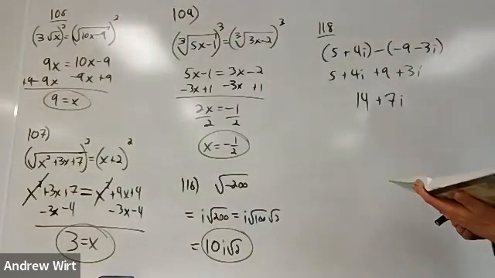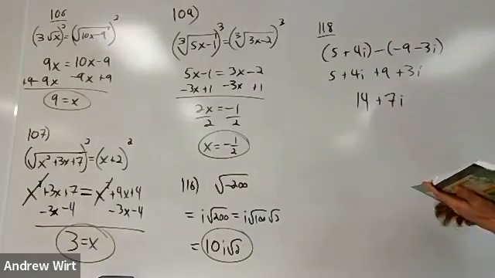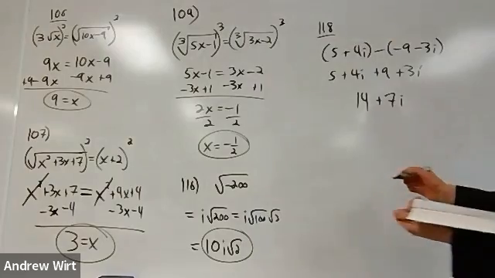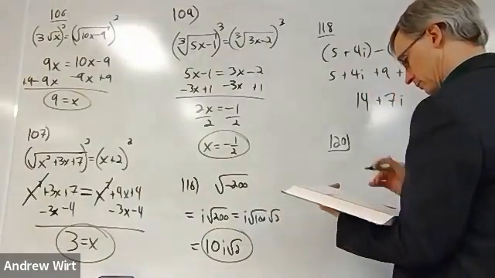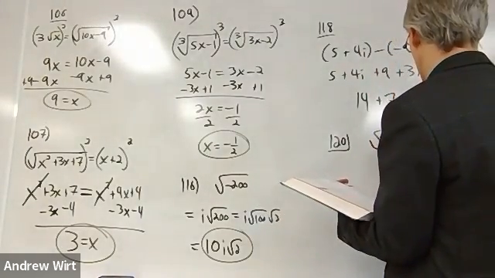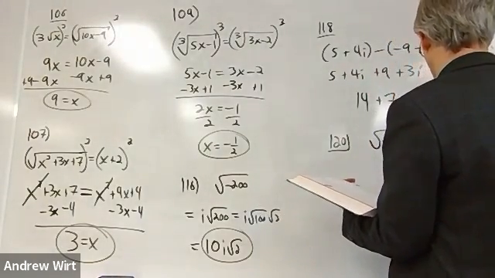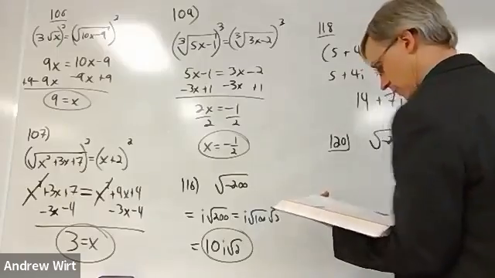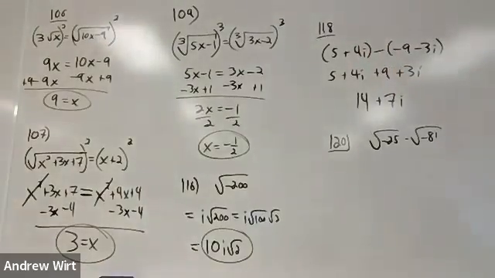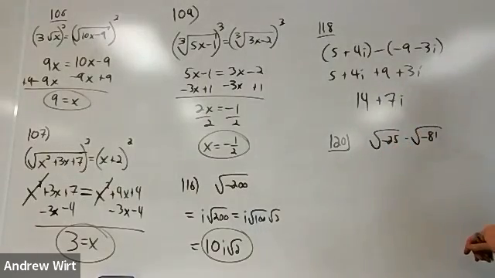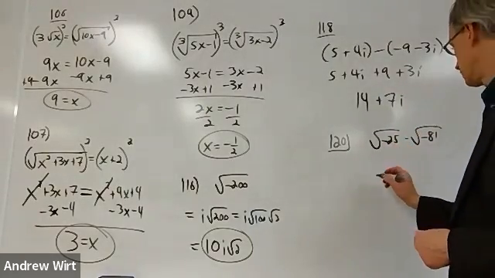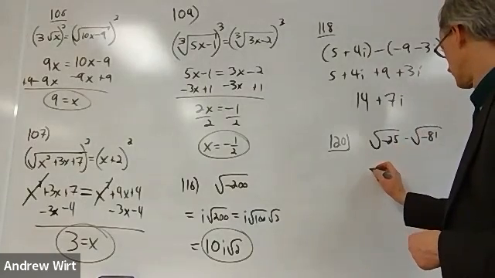All right, next up, we're going to do 120. With these, make sure you don't use the product property. That only applies to positive numbers. So we need to change these to positive numbers first.